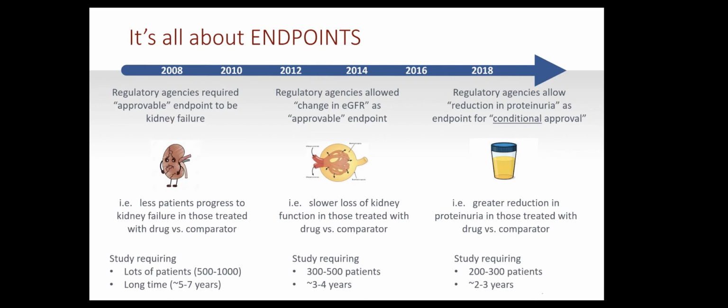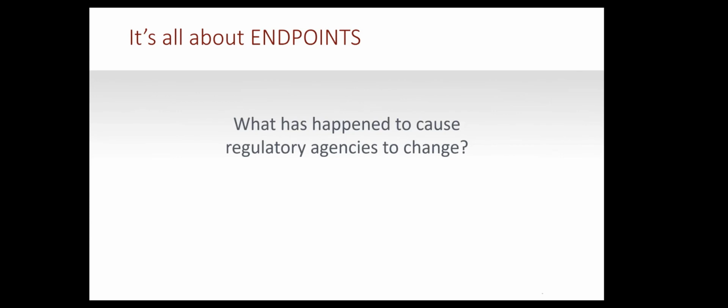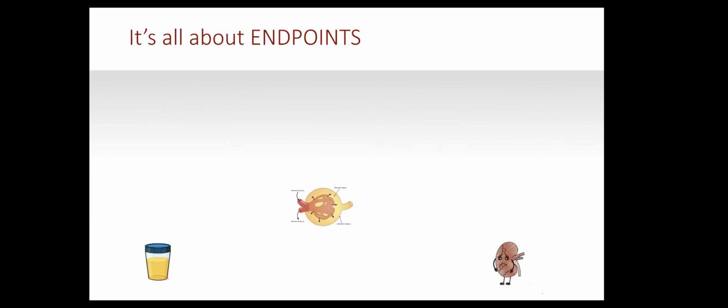And suddenly the opening up of the change in eGFR, and in particular the proteinuria, caused the sea change which we see now in the number of drugs which are being developed in IgA. So unbelievably exciting times. So actually, what happened to cause regulatory agencies to change their mind about endpoints here? So here's a little schematic. The first figure in the middle is representing kidney function. So when kidney function goes down, we know that there's a risk of patients progressing to kidney failure.